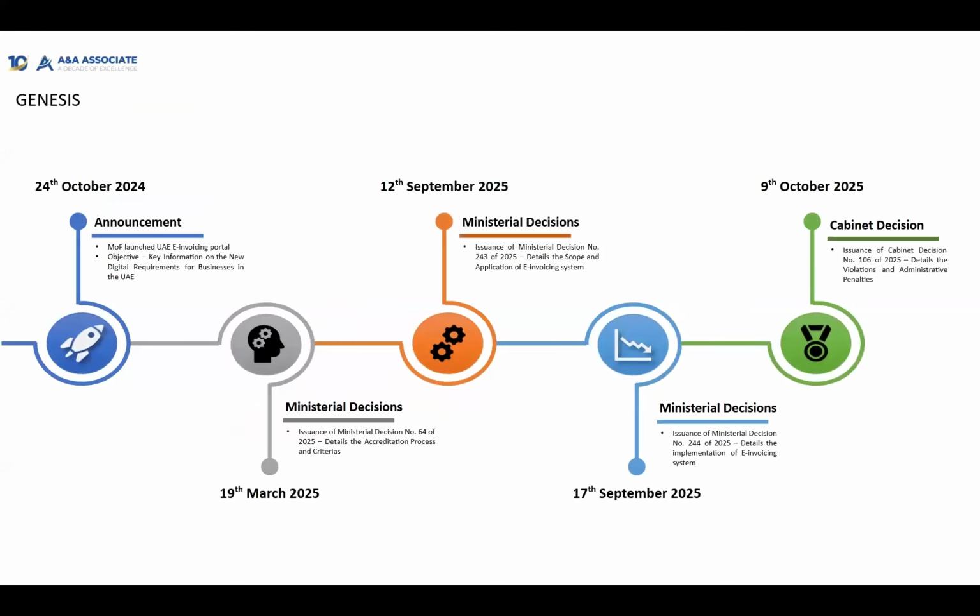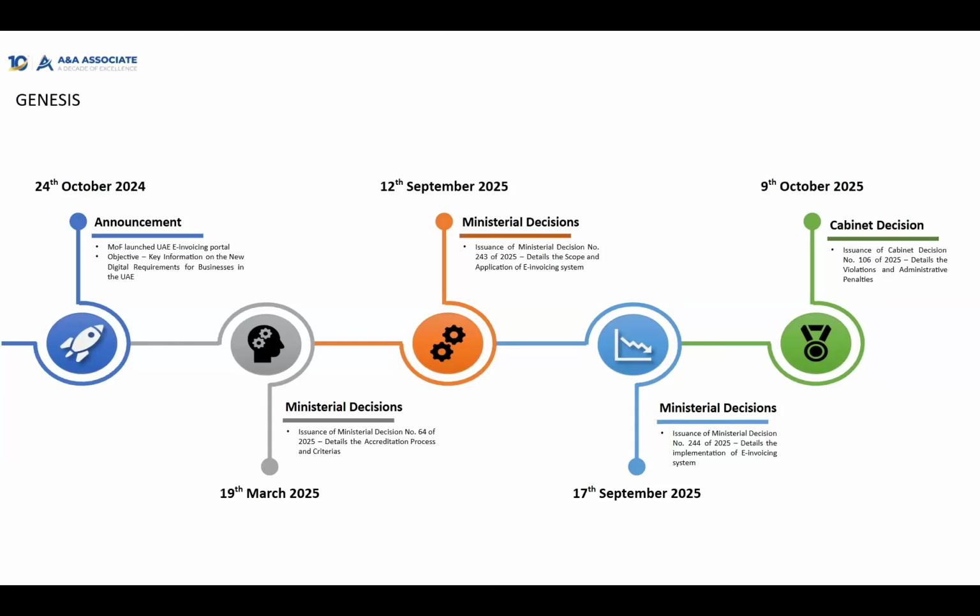So before we talk about the concept of e-invoicing, as you all are aware, UAE was initially a tax haven country, but with the introduction of VAT in 2018 and then corporate tax Pillar 2, now we have come all the way to e-invoicing. So it is quite obvious that the authorities have started introducing more compliance obligations for all the businesses in the UAE. It was in the year 2024 that the Ministry of Finance launched the e-invoicing portal, signaling the new digital requirements for businesses in the UAE.